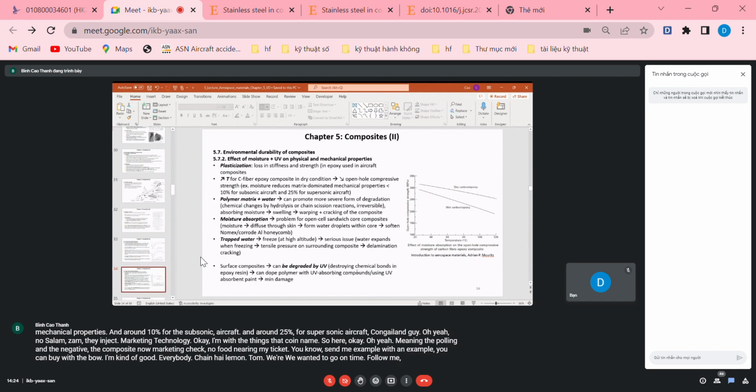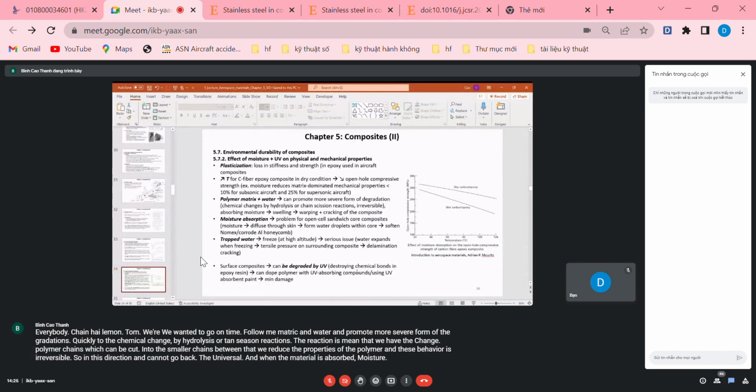Polymer matrix and water can promote a more severe form of degradation, which leads to chemical change by hydrolysis or chain scission reactions. Chain scission means that the polymer chains can be cut into smaller chains, which reduces the properties of the polymer. And this behavior is irreversible. Go in this direction and cannot go back. Irreversible.